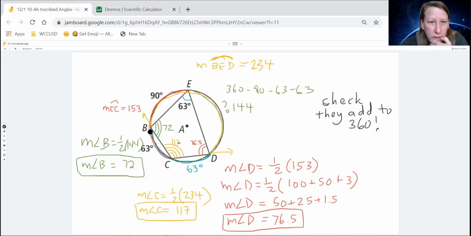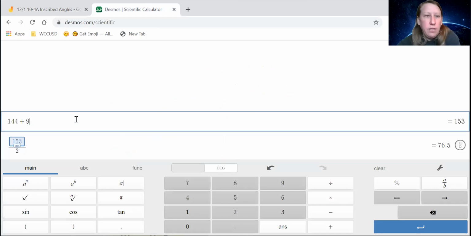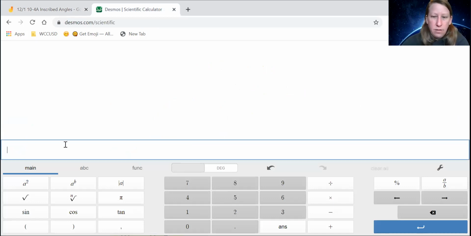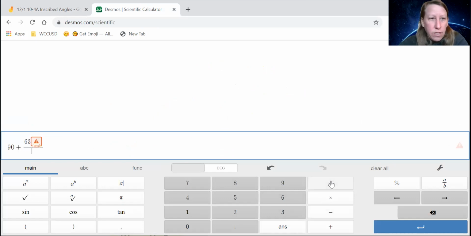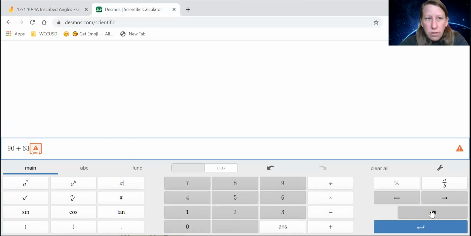63 and 63. Half of 126 is 63. Maybe 90 and 63 I did wrong. What's 90 plus 63? This is real life, you guys, where you get into a problem and you get kind of stuck. Okay, that's right. Let's do divided by, oops, clear.